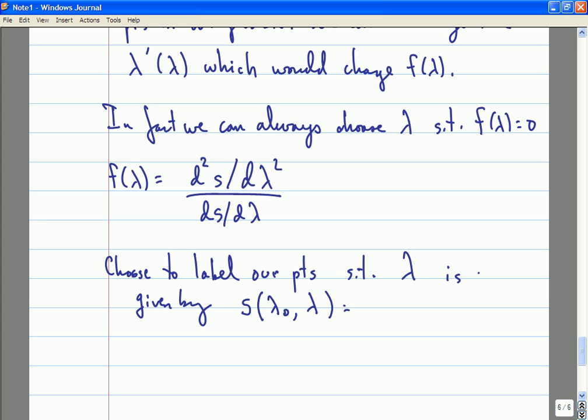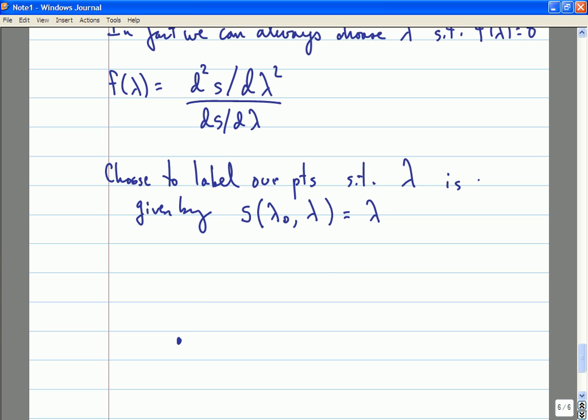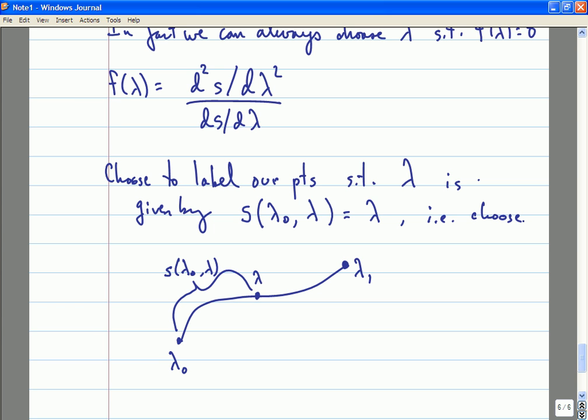So what do I mean when I say that? Well, we have some curve here, some world line, that goes from some initial to some final values of lambda. And for any given point lambda on this curve, I could always calculate the arc length, or the invariant interval s, between those two points. And so I'll just use that s to label points on the curve. Essentially, what we're doing is we're choosing to label points by the invariant arc length from some origin, lambda naught.